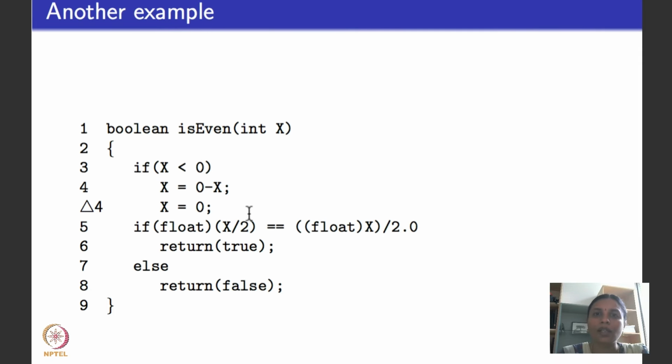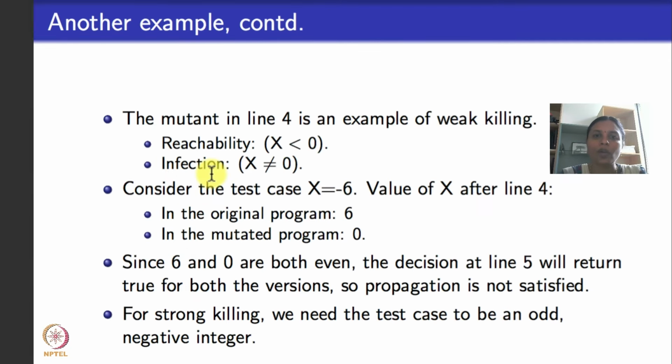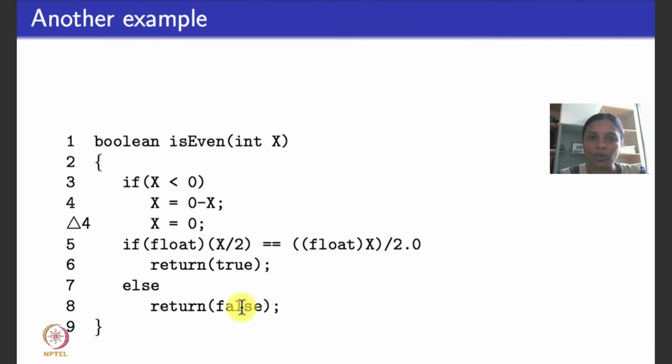Let's look at the reachability, infection and propagation for one mutant in the program. What is this mutant? Instead of keeping the original statement as x is equal to 0 minus x, it replaces it with x is equal to 0. So again, what is reachability for this mutant? Reachability means this if condition should be passed. That's how I get to statement number 4.